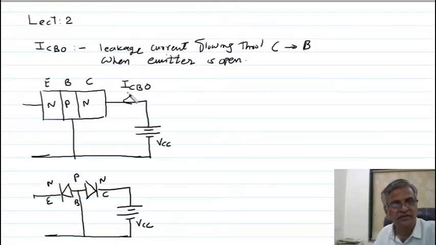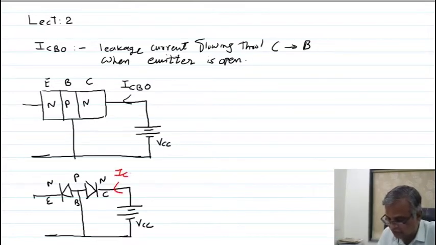This is very less in magnitude. See here, this PN junction is in reverse bias. So definitely the current flows in a reverse direction, and this reverse direction current is called collector cutoff current, ICBO. This I am discussing for common base.